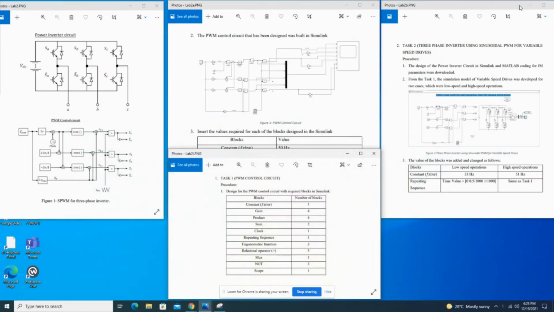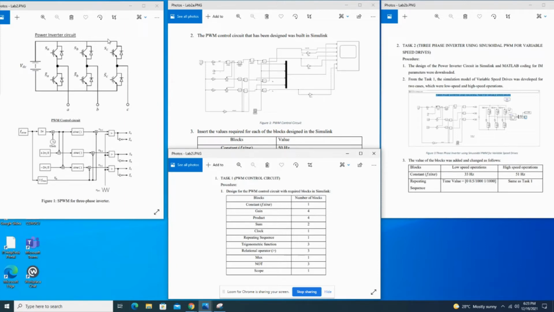Alright, so hello everyone. I'm going to continue with part 2, which is the description of the simulation model. On my left here is the power inverter circuit. We have the voltage supply and then the connection for the whole power inverter circuit. Next, at the bottom we have the control circuit, the block diagram for the whole control circuit of the sinusoidal pulse width modulation for the 3-phase inverter.